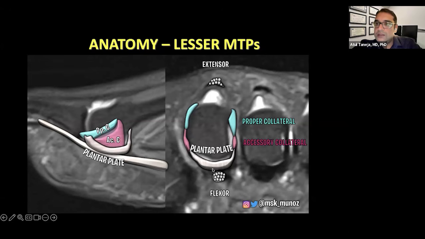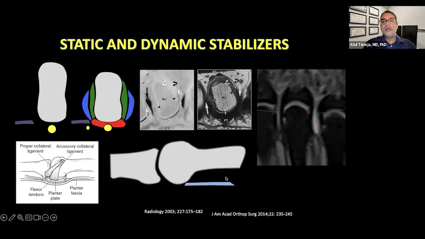accessory collateral ligament, and then up there, the proper collateral ligament. And below here, making this plantar aspect of the capsule, we're going to see the plantar plate itself, overlying extensor tendon and flexor tendon. And again, like I just showed you, plantar plate, flexor tendon, collateral ligaments, and then now in blue, what I'm trying to show you here are the interosseous ligaments.